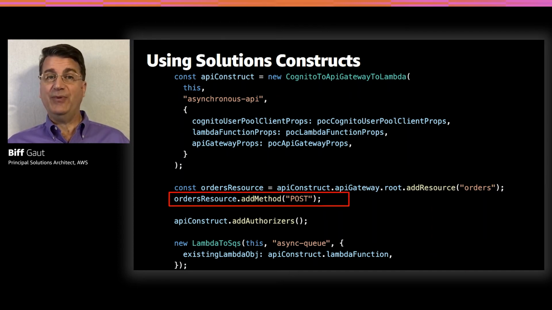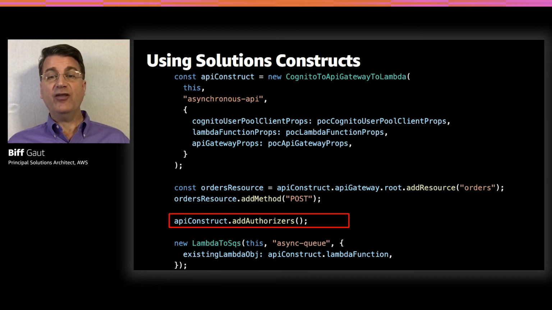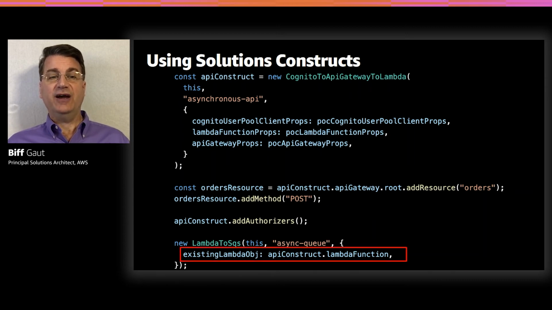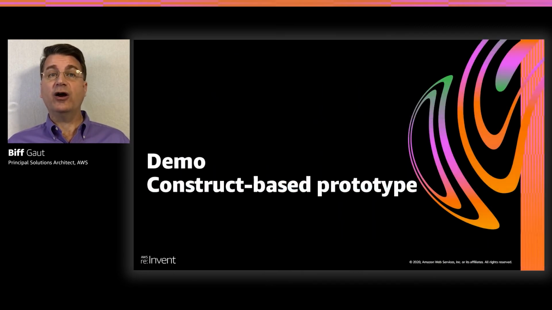Once our API is fully defined, we call add authorizers to ensure that every method we create is protected by an authorizer. Finally, we define the second construct, Lambda SQS. The only property we define here instructs the construct to use an existing Lambda object, in this case pointing to the Lambda function created by the previous construct. For all other aspects, we want the default behavior, including creating a dead letter queue and encrypting the queue. So let's go ahead and take a look at our new prototype.